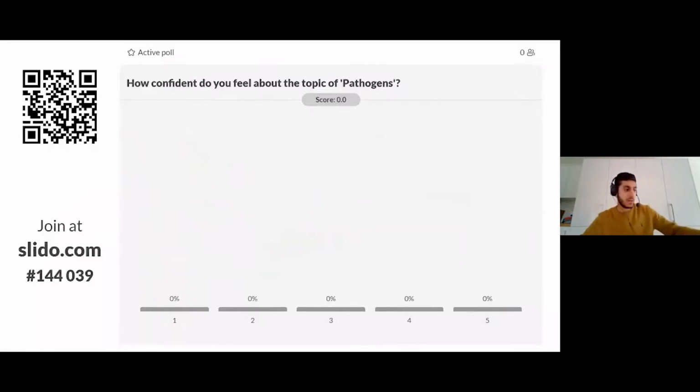So pathogens, how confident do you guys feel about pathogens? Like we discussed, pop on Slido, there's the code and the QR. Get started with that and give me a quick rating. 5 being very confident, know all about pathogens, very happy. 1 being I don't know anything, and then in the middle, just to gauge how much you guys know. We're looking at different types of pathogens, so viruses, bacteria, fungi, the differences between them, and some examples of a viral infection, a bacterial infection, a fungal infection.